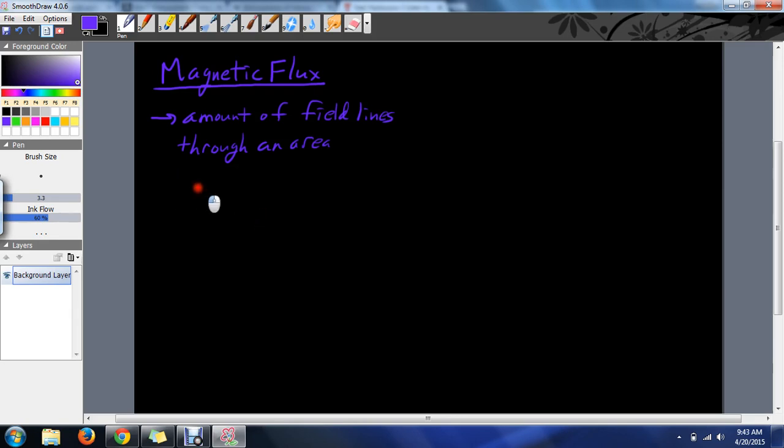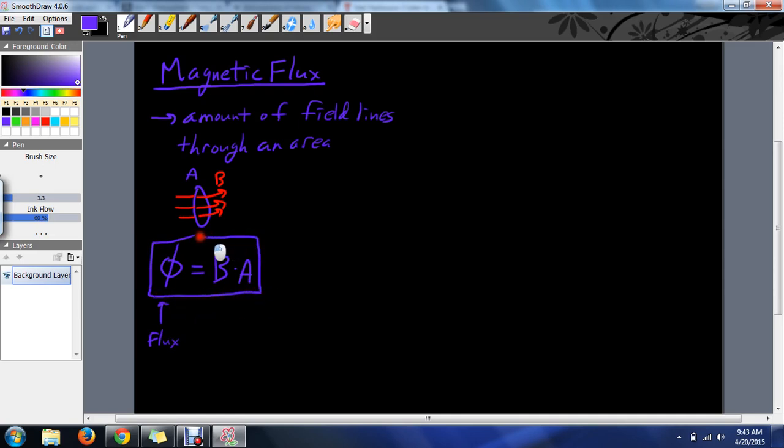So for instance, if I have a little circle here and I have field lines moving through it, the amount of field lines and the strength of those field lines moving through the area is the flux. So how do we calculate flux? By the way, we use the Greek letter phi. This is the flux, and it simply is the field strength times the area that the field lines are running through.